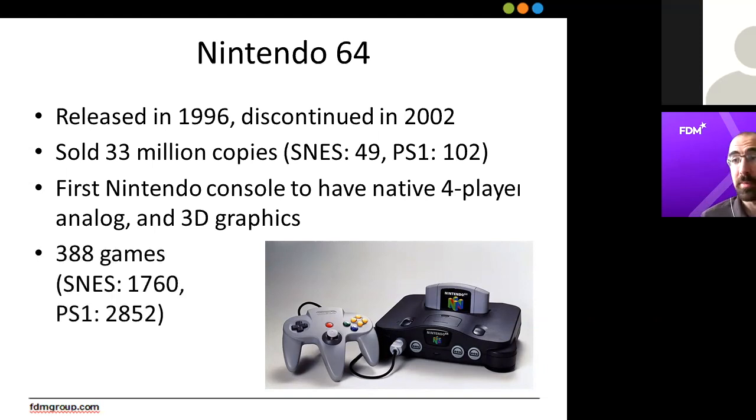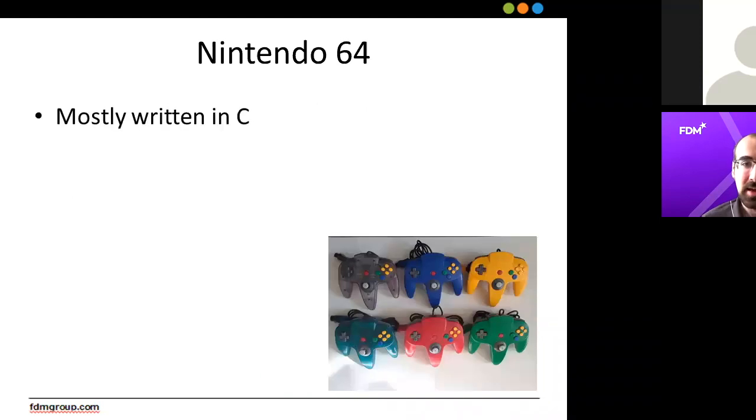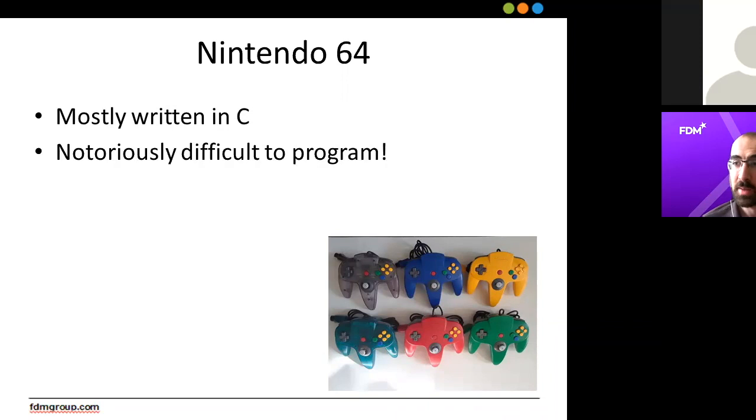It had a very small library, actually, of 388 games. Again, its predecessor, Super Nintendo, 1760, and its competitor, PlayStation 1, a whopping 2,852. So very, very small library on this thing. The games were written in C, and it's notoriously difficult to program, which may be one of the reasons why it didn't have that many games, had a high barrier of entry.